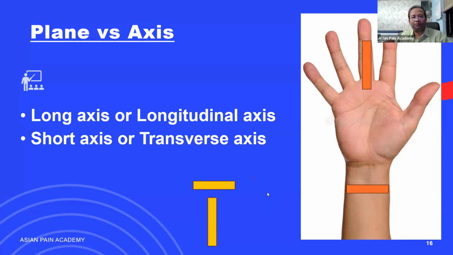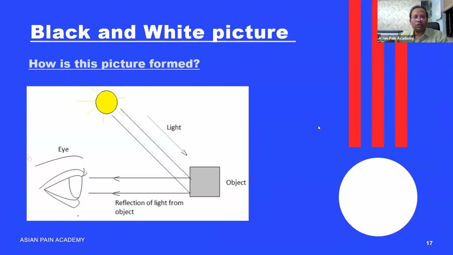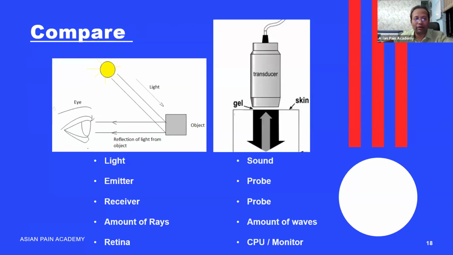Now let us go for this. How do we see the ultrasound picture? As I told you, it is a black and white picture. So how is this picture formed? First let us compare how we see. From sunlight, light is coming to an object. This light is going to our cornea and in our brain it is being processed. Then we see. Of course, everyone knows this.